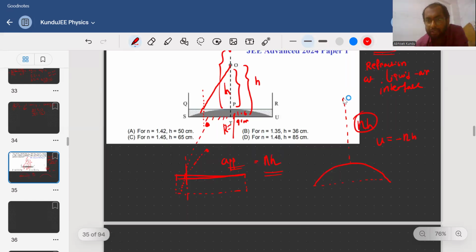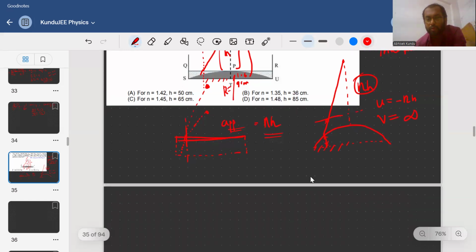Now, after this refraction at the curved surface, it should go normally. Then only it will reflect at the mirror and then it will again trace back the same path. Then the image will be formed at the object itself. So that means the V, or the image distance after the second refraction at the curved surface, will be at infinity.